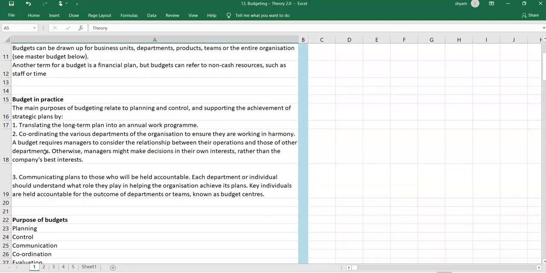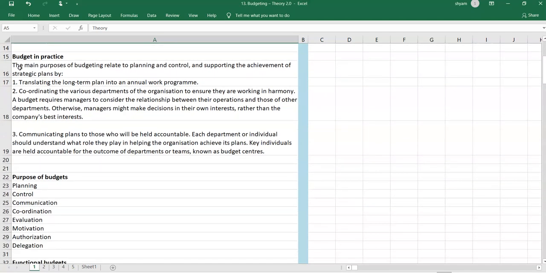So let's see how budgeting is practiced. The main purposes of budgeting relate to planning and control. A budget can not only be used for estimating our plan in numerical terms, it can also be used for control. To control the company, a budget is very important, and it supports the achievement of strategic plans. It also helps to achieve the strategic plan of the company by translating the long-term plan into annual work programs.